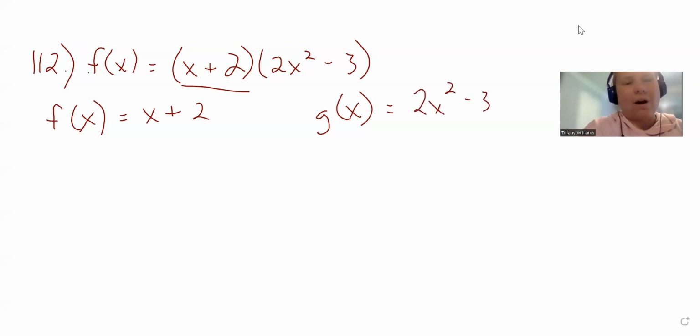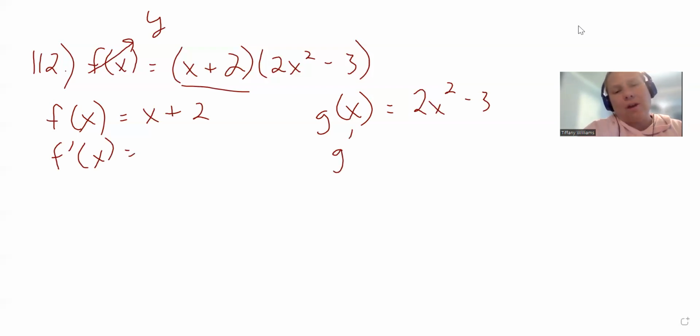So let's change this to y for just a second. We'll just say this is y. That way it doesn't look quite as confusing because f of x is y. So now I also need to find f prime of x and I need to find g prime of x. So in other words, I'm going to take the derivative of both of these. I'm going to take the derivative using the power rule, the same thing that I did with the previous examples.